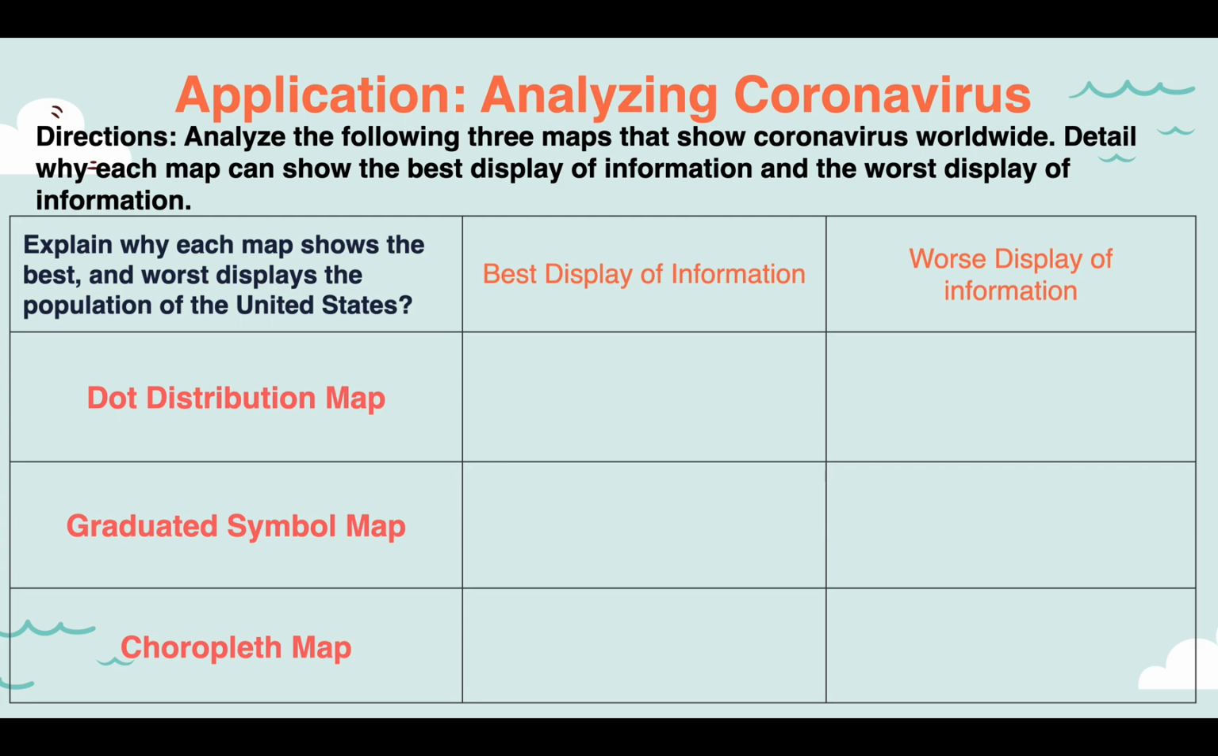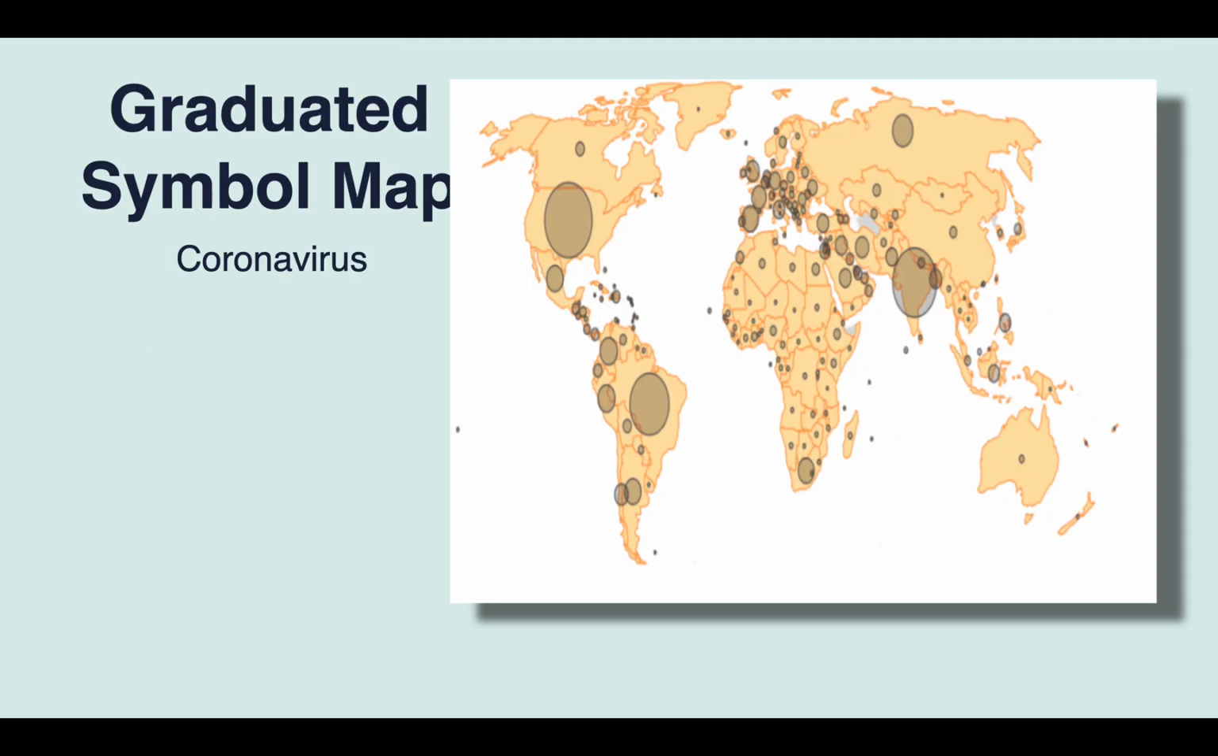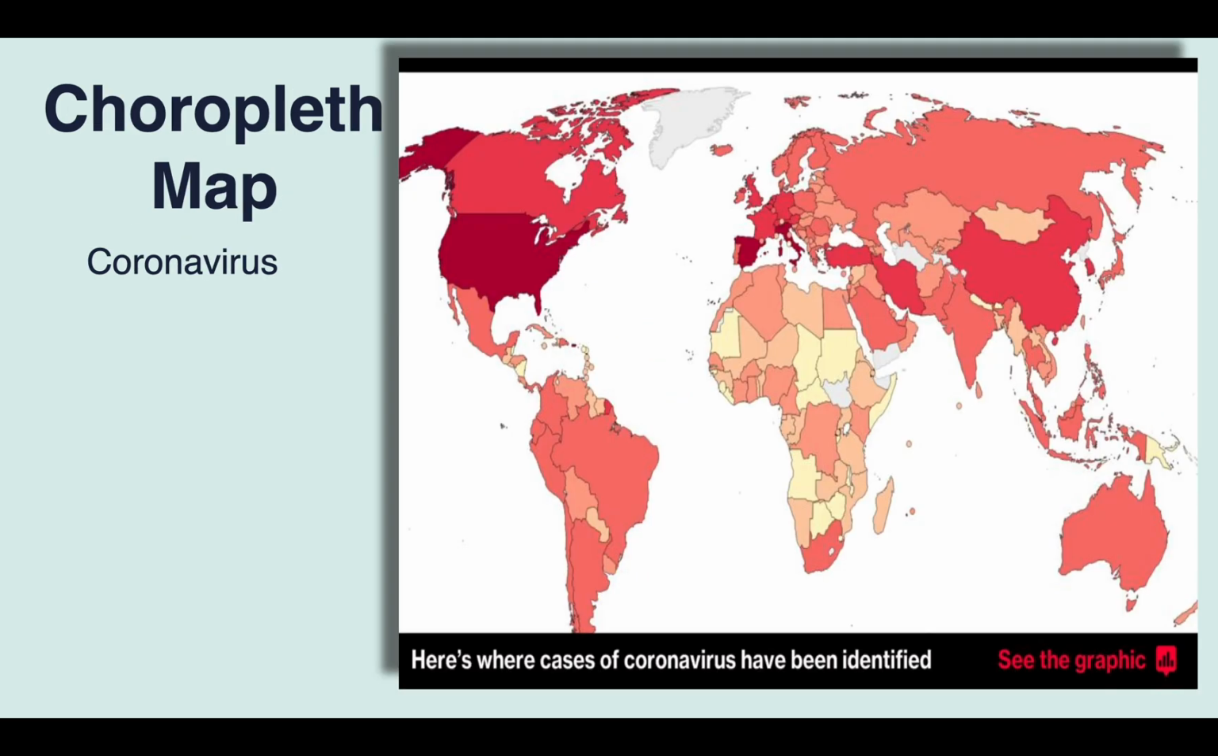So, the application activity, I want you to analyze the coronavirus. So, analyze the following 3 maps that show coronavirus worldwide. Detail why each map can show the best display of information and the worst display of information. So, the 3 maps are going to be a dot distribution map, a graduated symbol map, and a choropleth map.